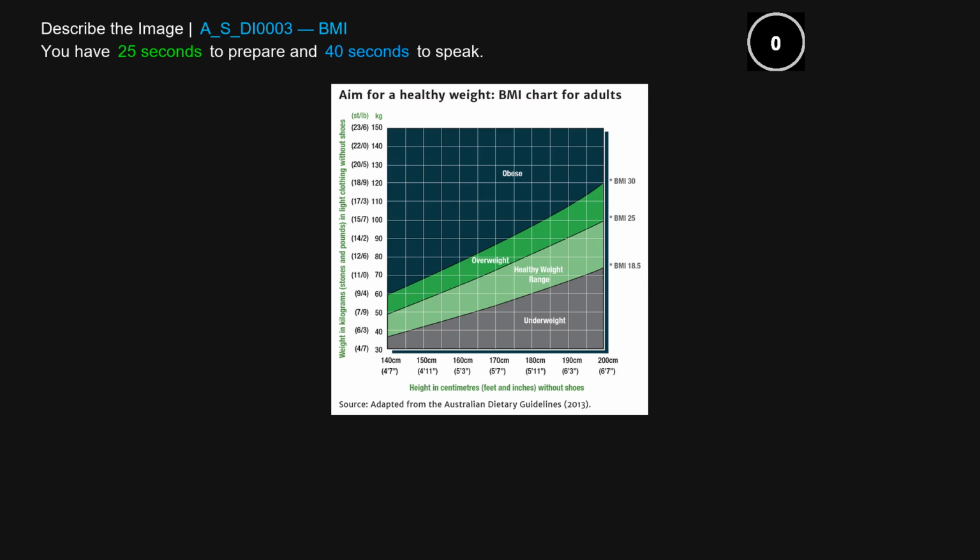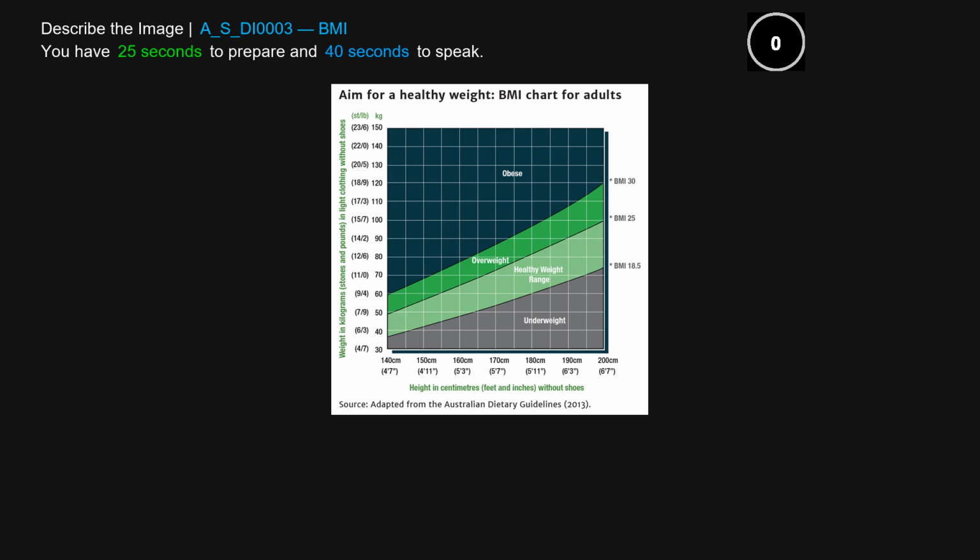The given image is exhibiting important information about the aim for a healthy weight BMI chart for adults. The image includes weight in kilograms, height in centimeters, and BMI. Firstly, 40 to 50 kilograms with 180 centimeters of height is called underweight, whereas 120 to 130 kilograms with height between 170 to 180 centimeters are considered as obese.